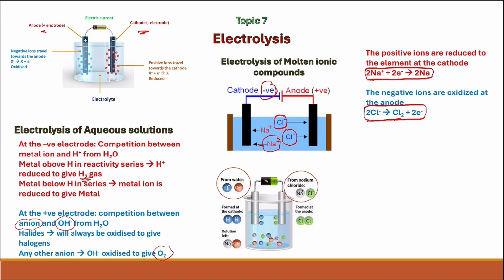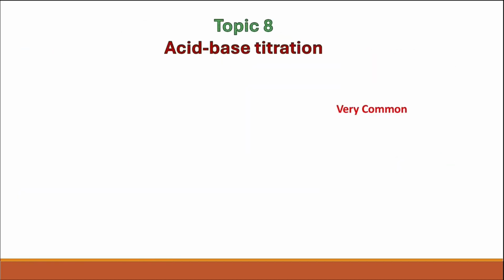Remember that they will usually ask you to write the half equation at either the positive or the negative electrode, and they will ask you why this is oxidation and why this is reduction. Remember OIL RIG, where oxidation is the loss of electrons and reduction is the gain of electrons.